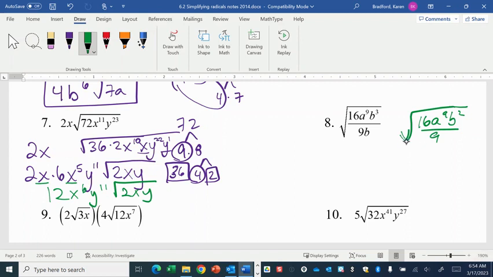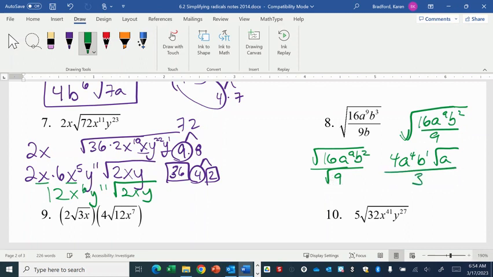Now we also learned in the first part of the video that we have the quotient rule. The quotient rule says that we can take the square root of the top divided by the square root of the bottom. Now this is going to work out really nice because 9 is a perfect square and we can't have radicals in our denominator. But we can go ahead and take the square root of the top, which the square root of 16 is 4. A to the 9th, we're finding pairs. We have 4 pairs with 1 left over. B squared, we want to know how many pairs we have. We have 1 pair with none left over. And then the square root of 9 is 3. Now 1 exponents are invisible, so we don't need to write those. And there's our final answer.